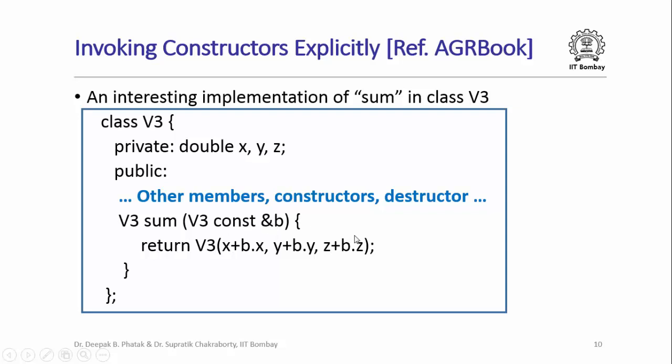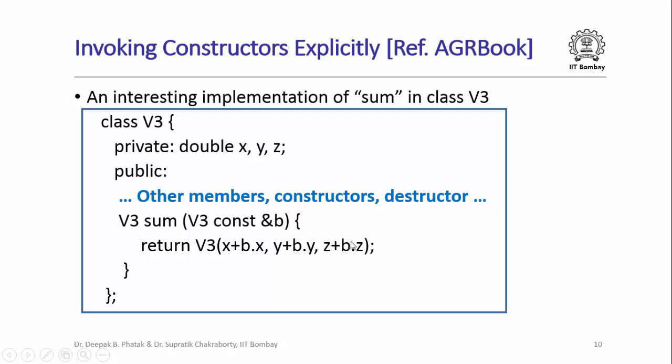So here is one interesting way of doing it. I first figure out what the x, y and z components of the result v3 object should be. So that should be x plus b dot x, x being the x coordinate of the receiver object on which this function has been called, and b dot x is the x coordinate of the parameter b that has been passed to this function, and similarly y plus b dot y and z plus b dot z.